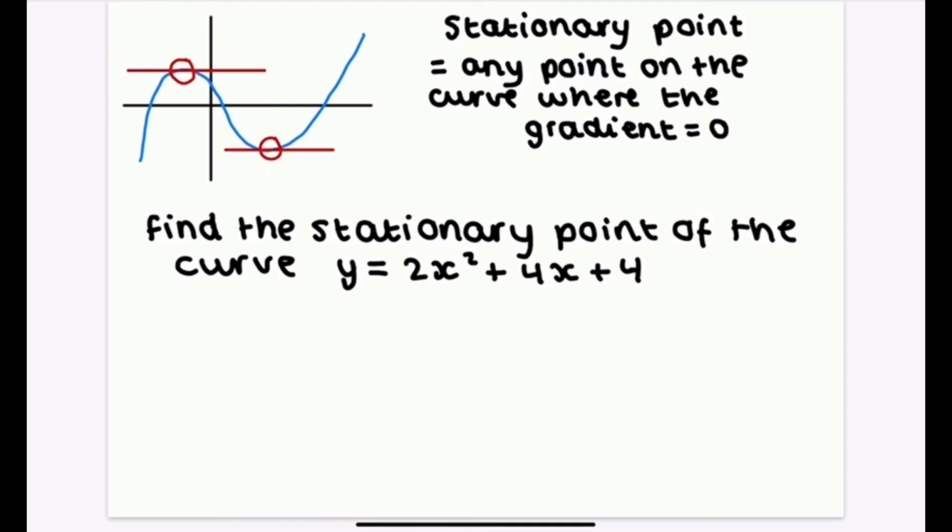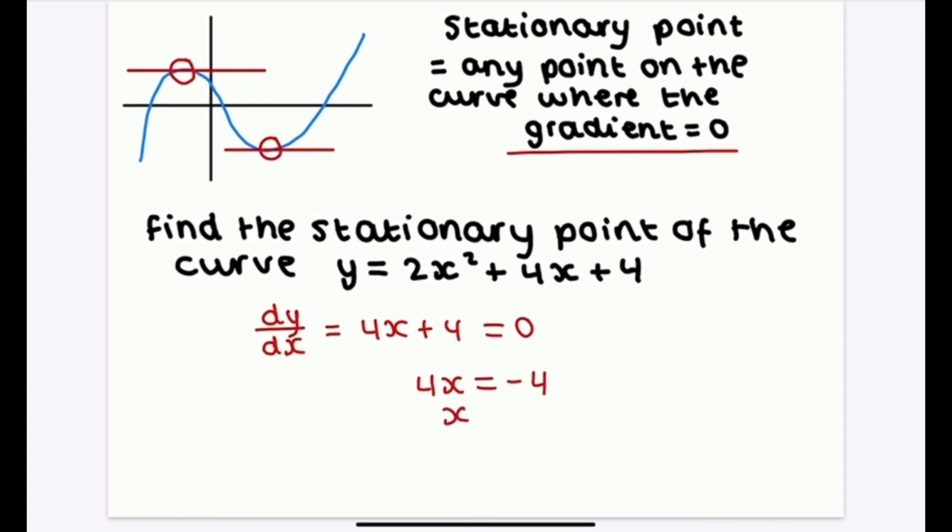This question I'm going to go through is find the stationary point of the curve y equals 2x squared plus 4x plus 4. So I'm going to differentiate this. 2x squared differentiated is 4x, and 4x is differentiated to 4. This is going to be equal to 0, as we know the gradient is going to be 0, as we're trying to find the stationary point. We can then minus 4 from both sides, so 4x equals minus 4, and therefore x equals minus 1.